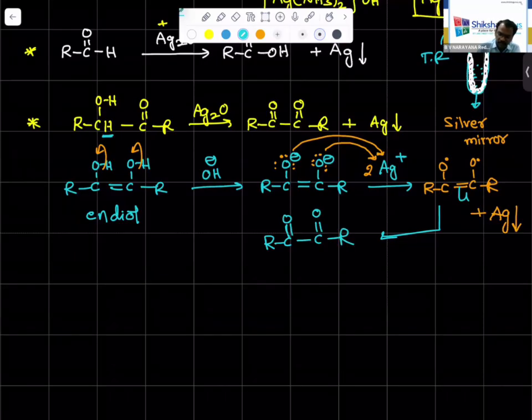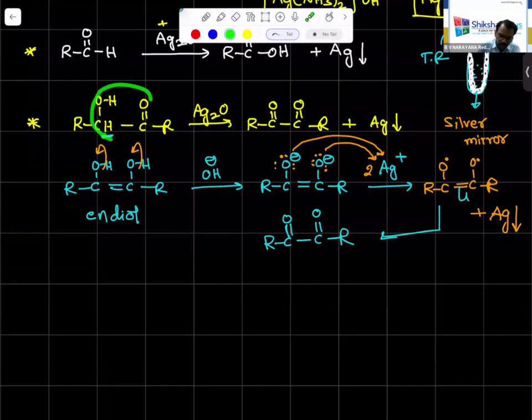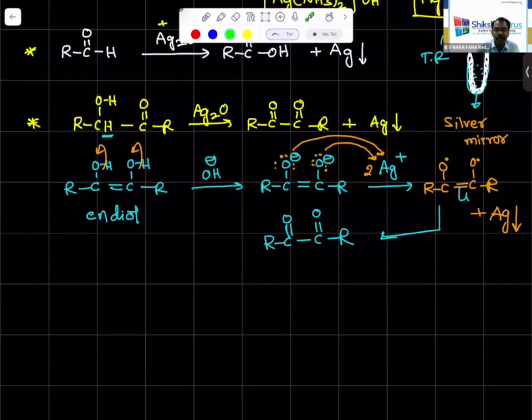Means what is happening? If it is alpha hydroxy ketone, alpha hydroxy ketone is also positive towards Tollens test. It will produce a silver mirror. Matlab, it reduces Tollens reagent. What is the mechanism? This hydrogen, first of all, participates in tautomerism. It will convert into ene diol.